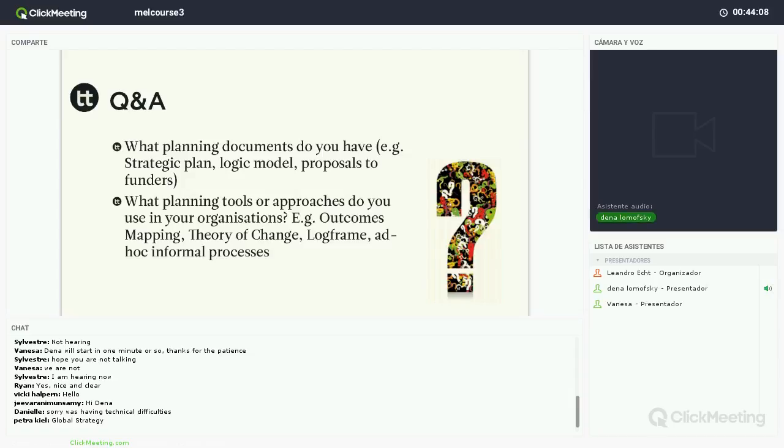Okay, global strategy. So that's obviously a very high level document that you would then want to align your monitoring and evaluation system to, but make it much more localized. Okay, so each project has a log frame. Great. Jiva says that you use a bit of outcomes, but it's kind of more ad hoc, so it may not be all together in some kind of a plan, but you know what it is that you're working towards.